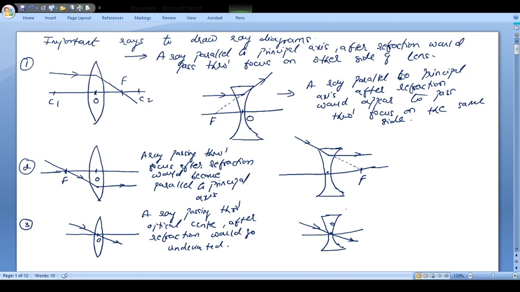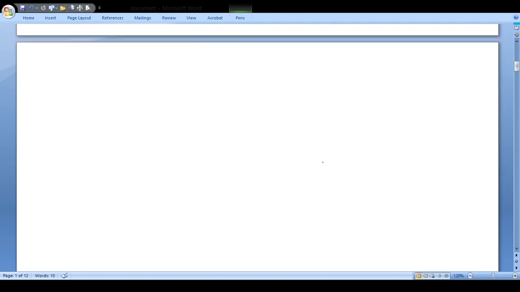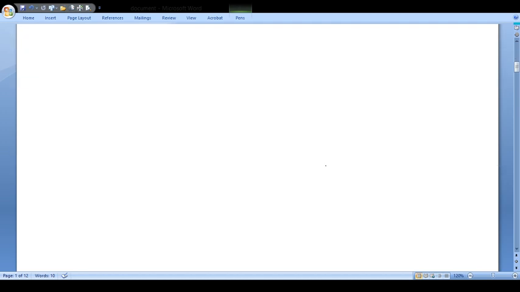Now once these ray diagrams are clear to you, let's see the ray diagrams for convex lens. So we'll have ray diagrams for convex lens.